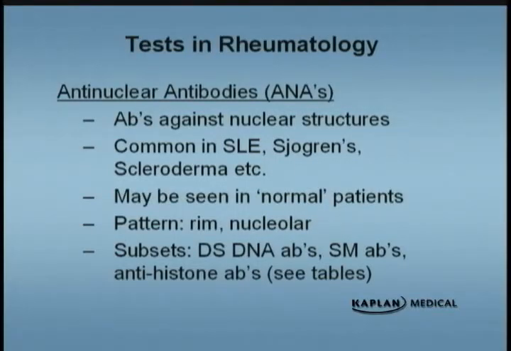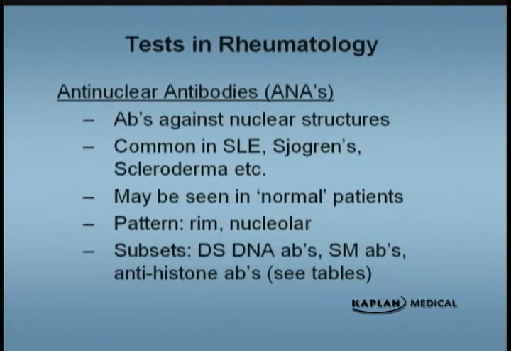A couple more tests in rheumatology. We want to talk about the anti-nuclear antibodies. Now, we hear a lot about them in the workup of lupus patients, of other rheumatic diseases like Sjogren's, like systemic sclerosis, and so forth. These are antibodies against nuclear structures, structures within the nucleus, and they're very common in diseases like lupus. You know, we always tend to think about lupus, but they're common in other things like Sjogren's and scleroderma and a lot of other diseases.